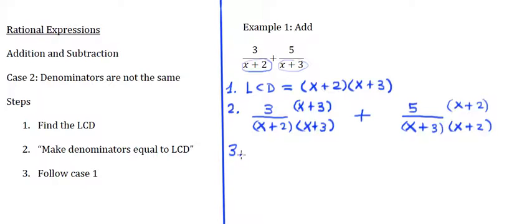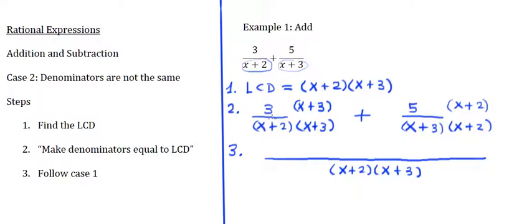Step 3, follow case 1. Once denominators are equal to the LCD, then we follow case 1, which is, okay, big line here, common denominator equal to the LCD, right? X plus 2 times x plus 3. Now on the top, what do we have? We have 3 times x plus 3 plus 5 times x plus 2. I'm just writing this out. I'm going to multiply next.